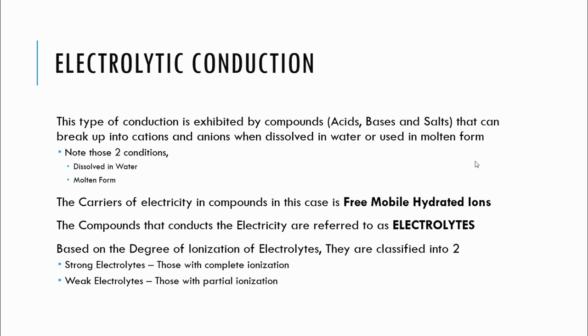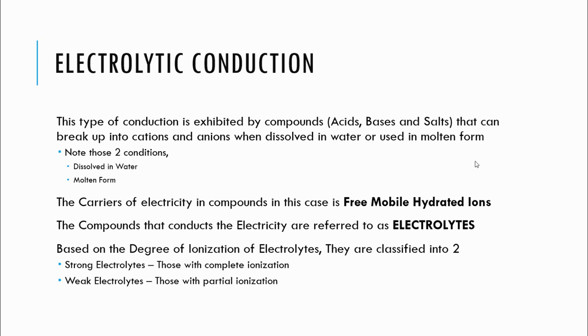Ionic compounds are those that can dissociate into the cation and the anion, the two ions. So for your electrolytes, that means the one that is actually ionic. The conduction can now be in two cases or two conditions.